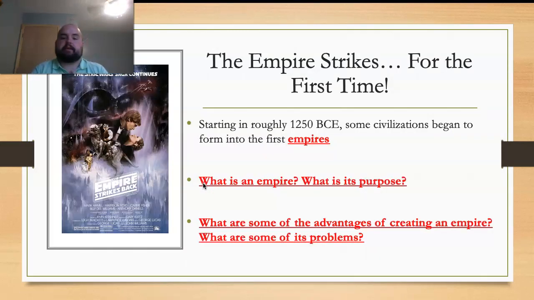In the meantime, let's look at empires for a second, using one of my favorite movies of all time, The Empire Strikes Back, as inspiration. Most historians and archaeologists agree that starting around roughly 1250 BCE, some civilizations began to form into the very first empires. Now, what exactly is an empire, and what is the purpose of an empire?